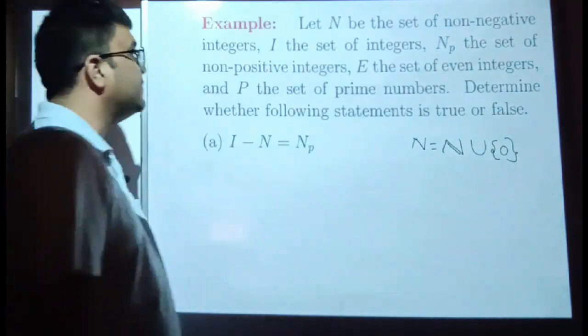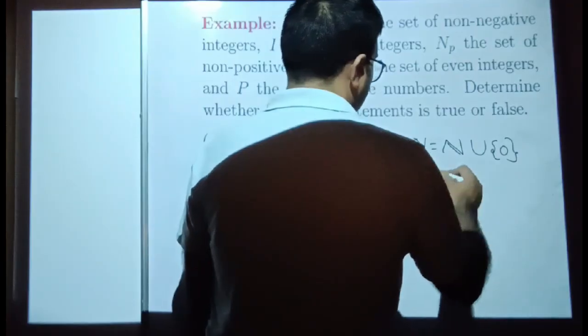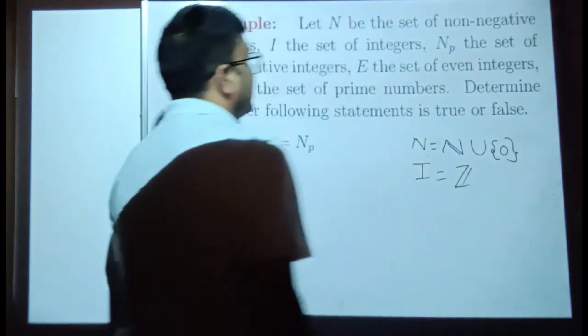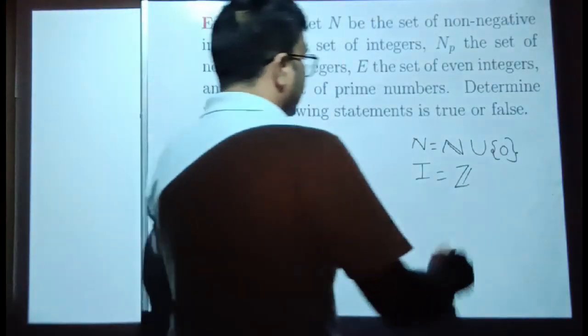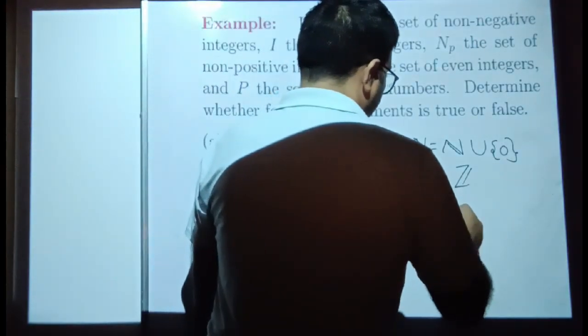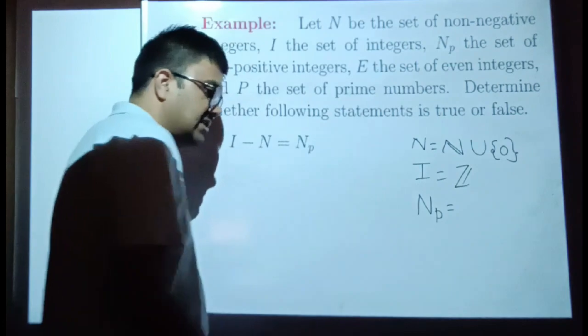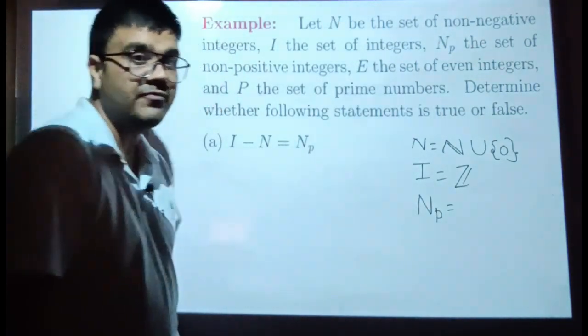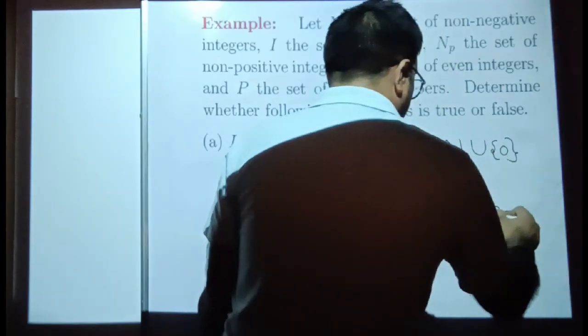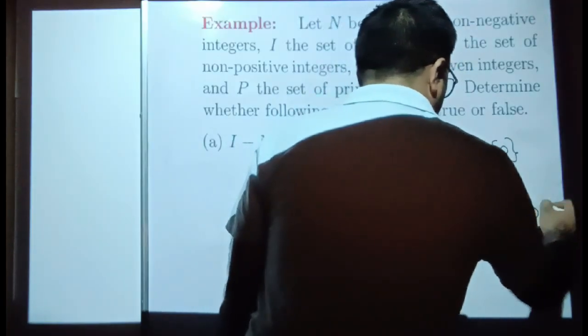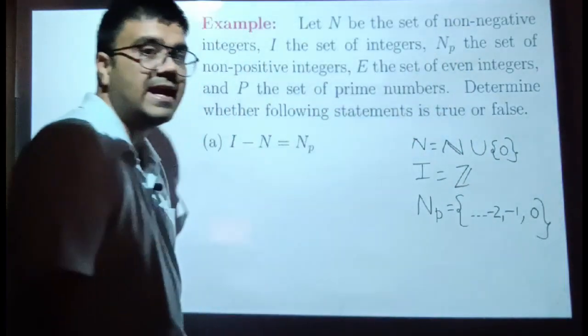I is the set of integers. NP is the set of non-positive integers. Non-positive means we are talking about the negative integers -1, -2, and so on, as well as 0. This is the set NP that we have.